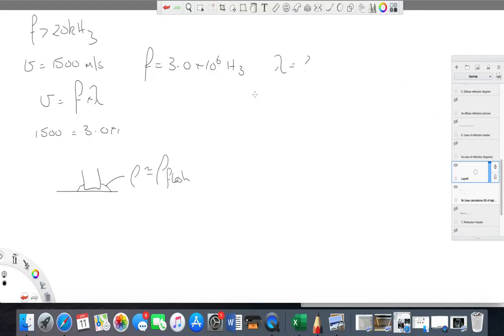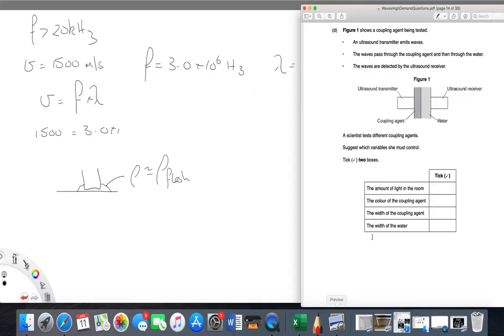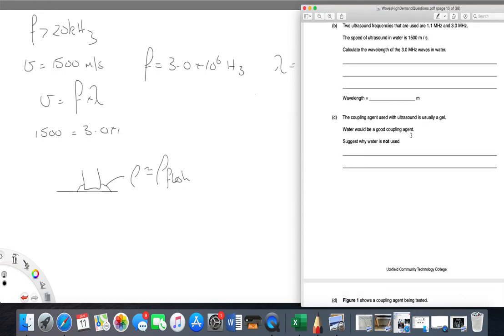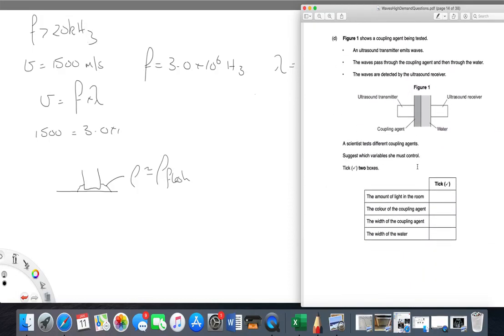Looking then at the next part of the question, we've talked about the coupling agent and why water is no good. Now we have some testing of coupling agents going on, and we're being asked which of these things should be controlled. So let's think about what we're doing here. We are looking at different coupling agents between the transmitter and the receiver passing through the water, and we want to know which of these needs to be controlled as we test different coupling agents.